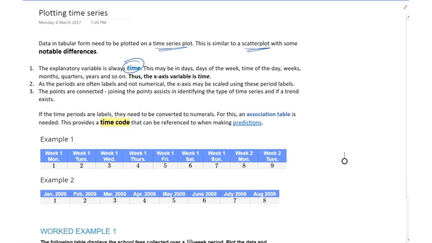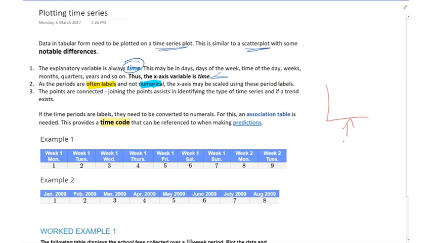I mentioned that in the previous video, which could be in days or weeks, time of the day, days of the week, months, quarters, and so on. This is where that variable is time. The problem is, and yes, I know I'm reading from this, but it's important, sometimes the labels are not numerical. But for us to do a plot, which is essentially a scatter plot in a sense, it's just very specific that the x is always time.